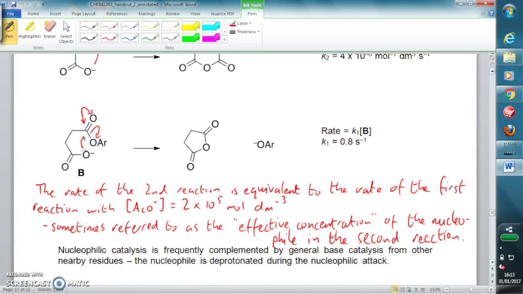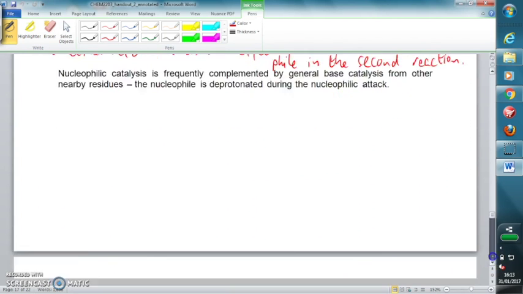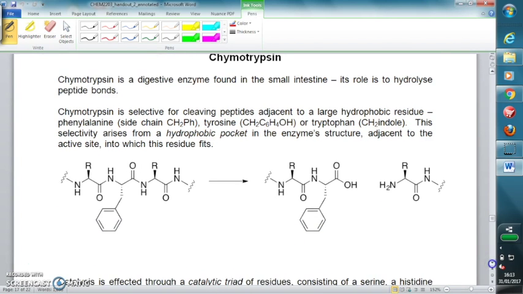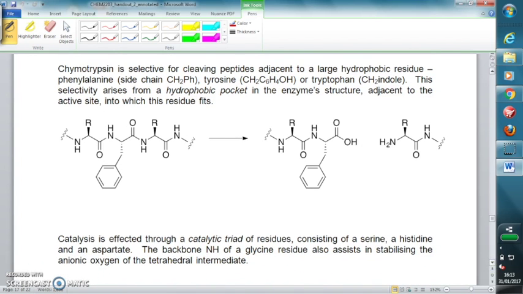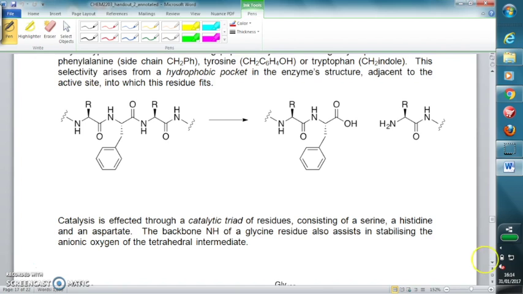Very often, nucleophilic catalysis in enzymes is complemented by general base catalysis, as we'll see. And the example we'll look at is a sort of classic one of nucleophilic catalysis in enzymes, which is the enzyme chymotrypsin. So again, this is a protease. It hydrolyzes amide bonds, and again, just like thermolysin, it uses a BAC2 type mechanism, but it's rather more involved because it goes through an intermediate ester. We'll see exactly how that works.